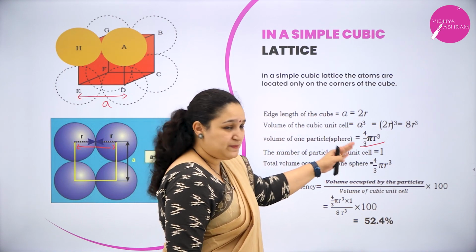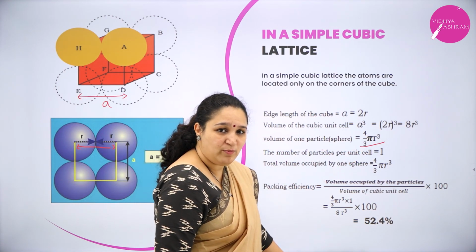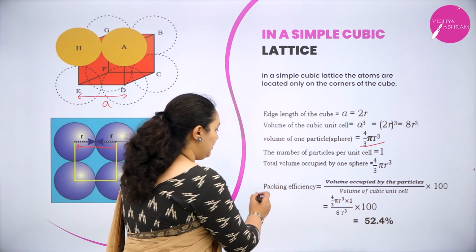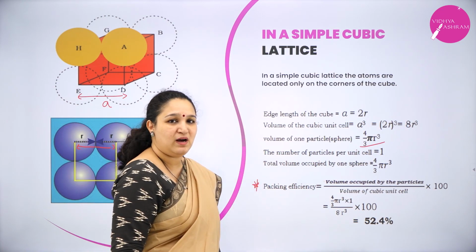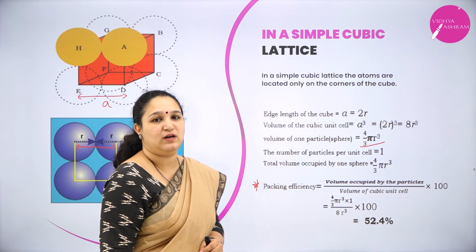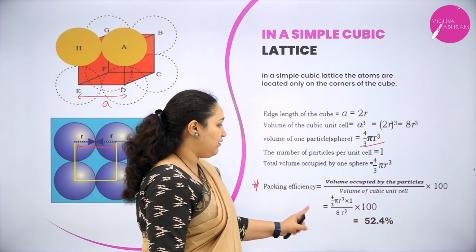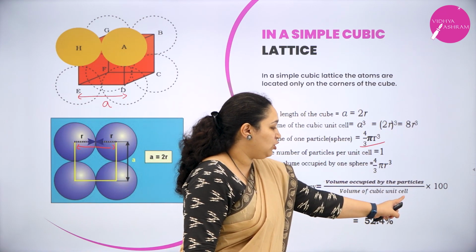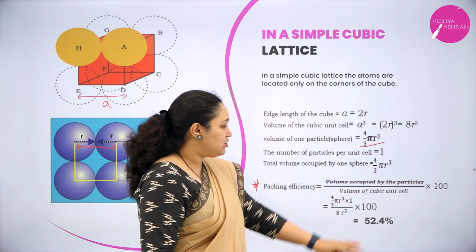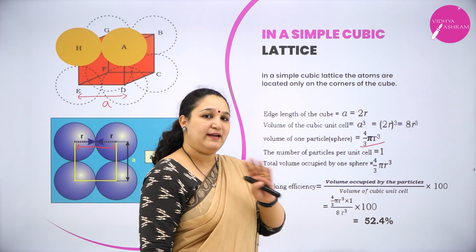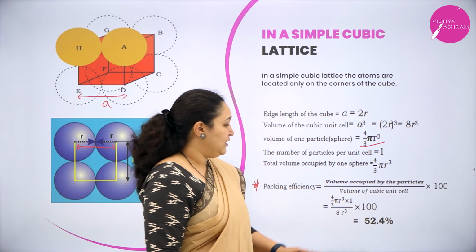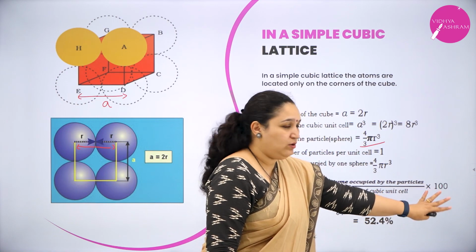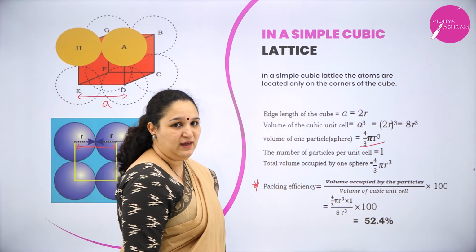Now, I will substitute this in the formula of packing efficiency. Please remember, you have to write this formula for every derivation. You have 1 mark allotted only for writing the formula, so please be careful. What is packing efficiency? It's total volume occupied by the particles by total volume of the cubic unit cell into 100. Instead of particles, you can write sphere or atom also. It is not wrong. That is the formula for packing efficiency.